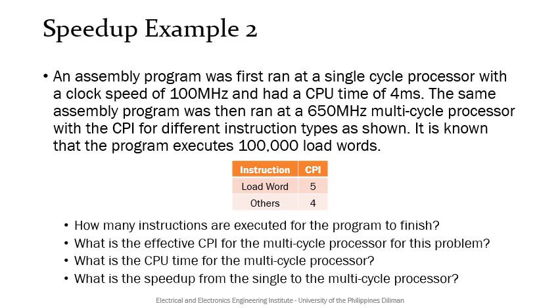For the questions, we have: how many instructions are executed for the program to finish? What is the effective CPI for the multi-cycle processor for this problem? What is the CPU time for the multi-cycle processor? And what is the speedup from the single to the multi-cycle processor?